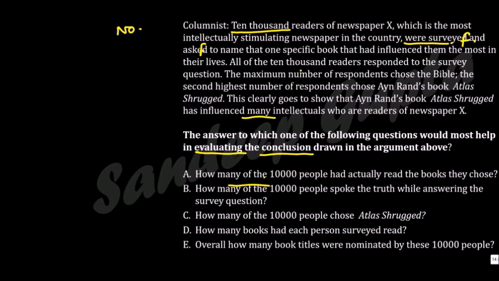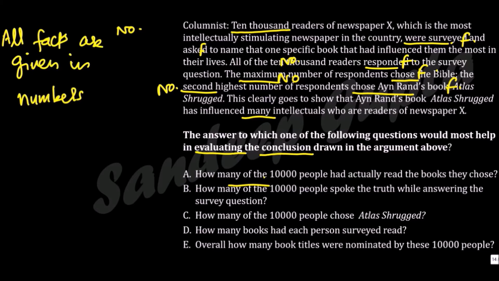All of the 10,000 readers, again, this is a number, responded, this is a fact. The maximum number, this is again a number, chose the Bible, which is a fact. The second highest, again a number, chose Ayn Rand's book Atlas Shrugged. This is a fact. Now see one thing, it's important here. All the facts are given in numbers here. So based on the facts given in numbers, what kind of conclusion can we derive? Obviously, the word many becomes the center point of this question.